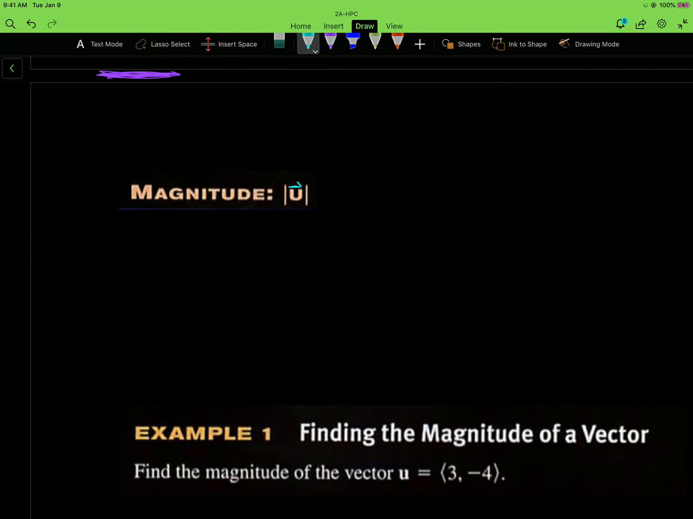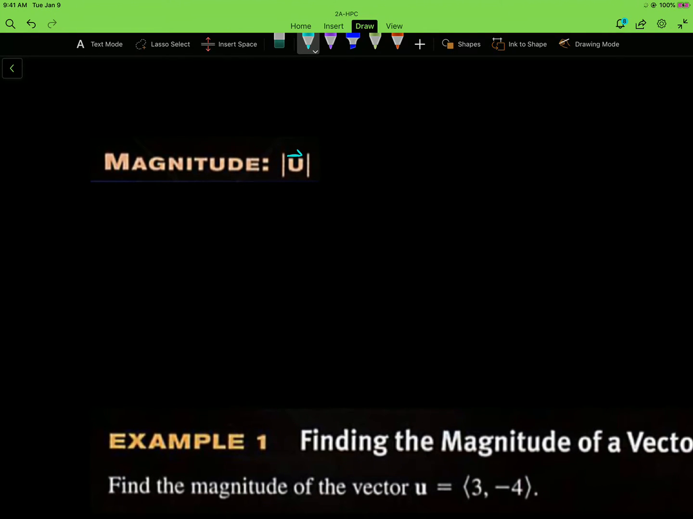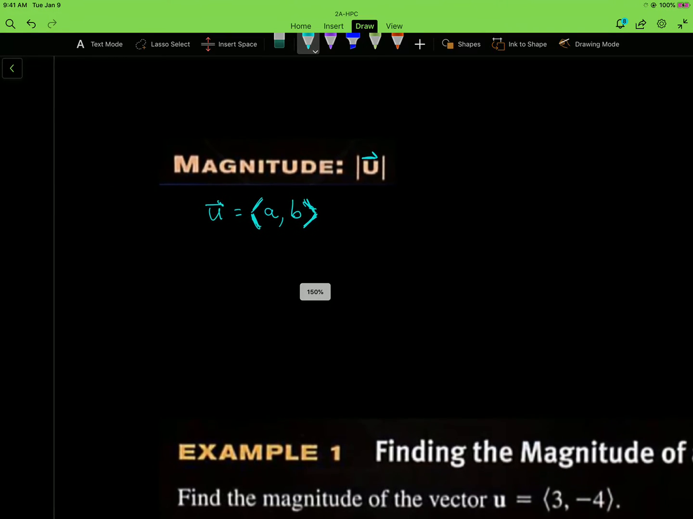So first of all, if we have a vector algebraically, we're going to have its components. So we'll say vector u can be written as ⟨a, b⟩, where a and b are the horizontal and vertical components of our vector if we draw it on the xy plane.